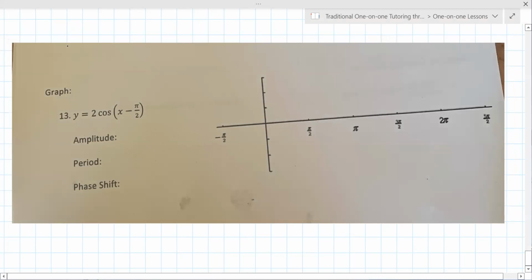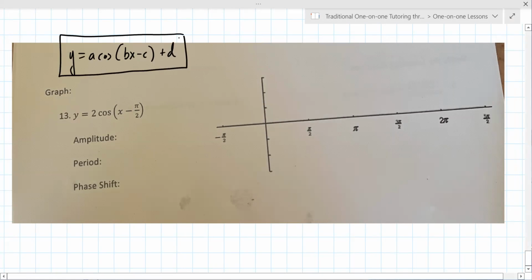Okay, graph, cosine function. Okay, this is kind of random, but this is something that's important to do. Can you tell me the amplitude of this graph? Any idea about the amplitude, Paige? 2. It is 2. Good. Phase shift is pi over 2, but we have to specify the direction. Because it's negative, it's to the right.